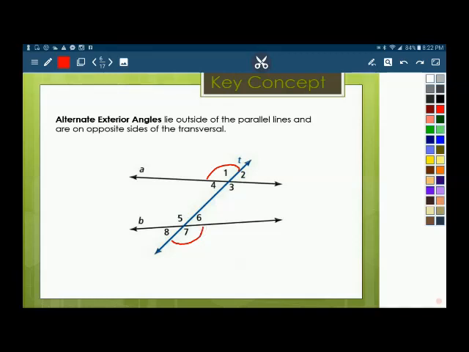And then angle 2 is also on the exterior, and alternate exterior with angle 2 is angle 8, because it's on the opposite side of the transversal and it's on the exterior of the parallel lines.